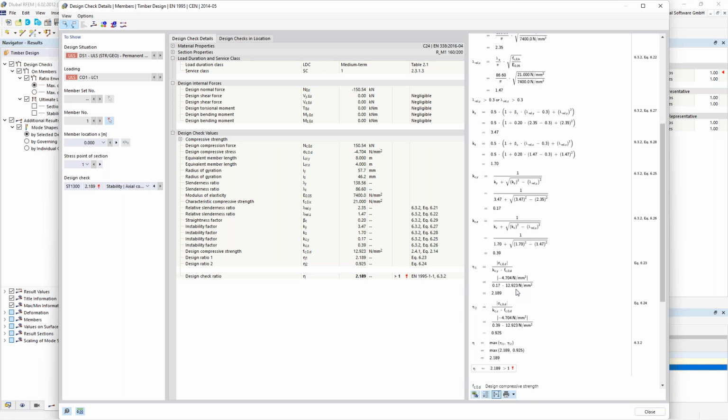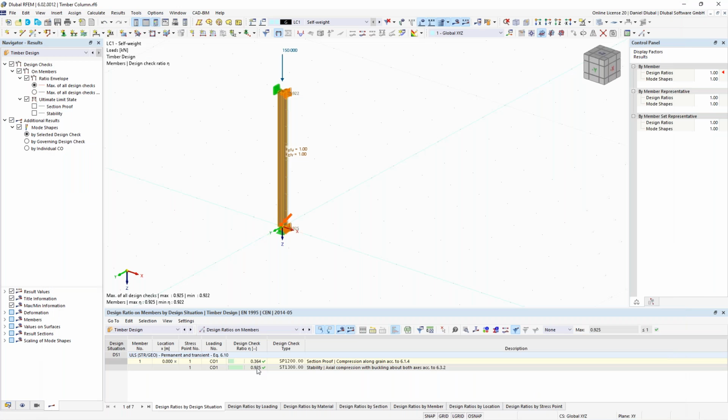So I go here to design type, modify it and say here one, say okay again, and now let's do the timber design again. And now you see, okay, actual compression with buckling about both axes is fulfilled and it works.